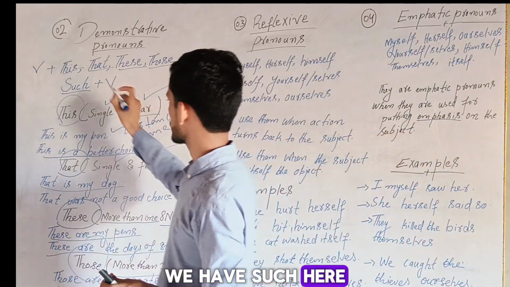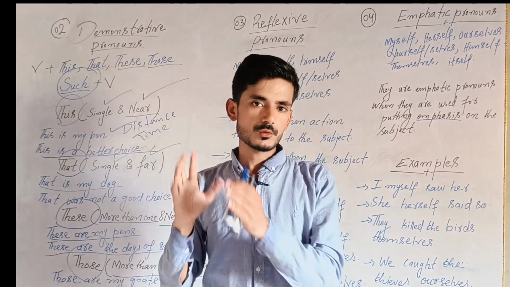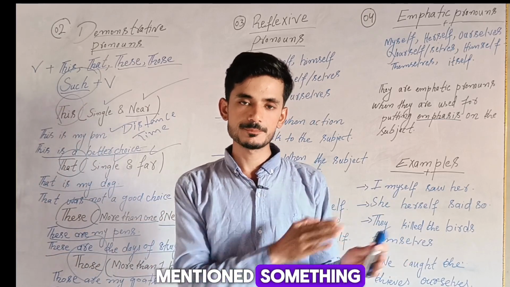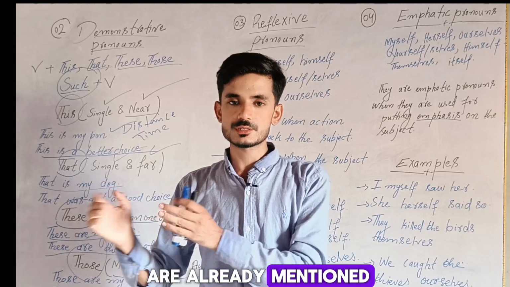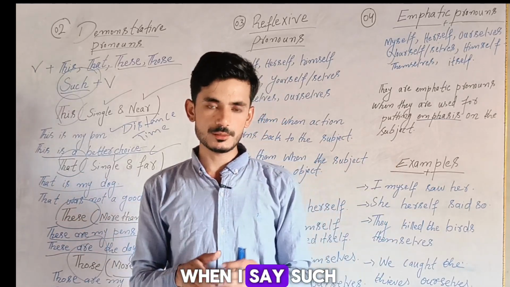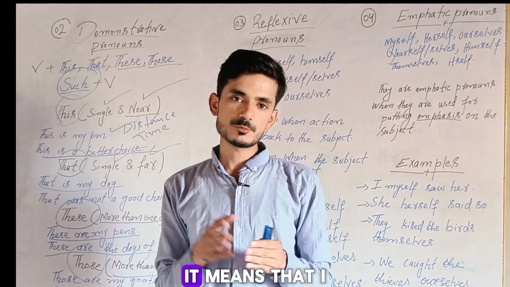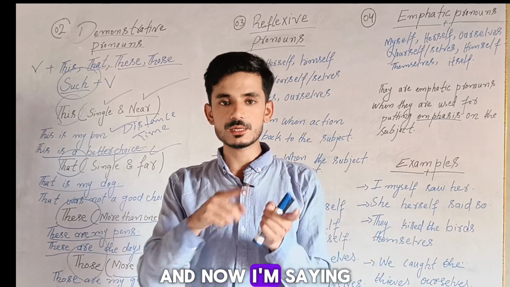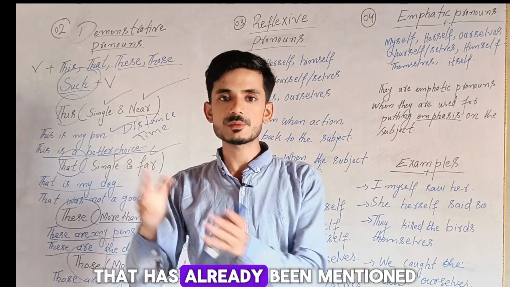We have such here. Such is used for those things or people about which we have already said something, about which we have mentioned something. For those people or things which are already mentioned, when we refer back to them, we use such. Like when I say, such is my friend, it means that I have already said something about my friend, and now I am saying such is my friend. Such refers back to a quality that has already been mentioned.